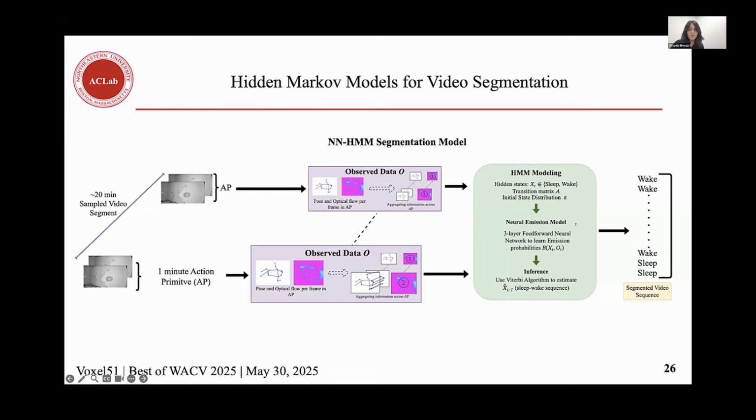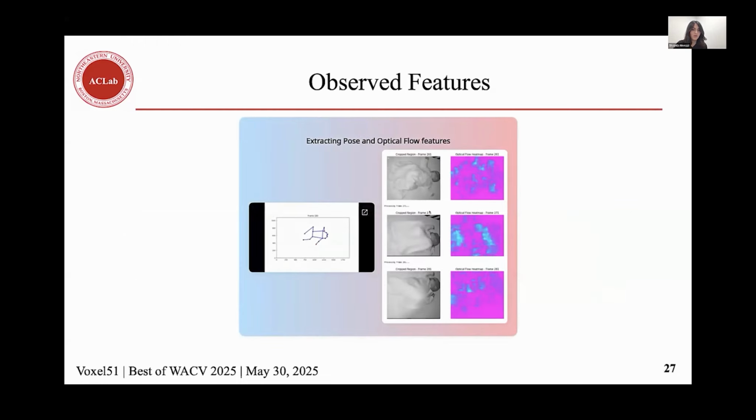So this represents this idea of shifting from just classification to being able to segment longer videos. In this case, one approach that we're looking at now is to use the pose and the optical flow as a set of observed features from which we can decide what is the most probable state we're in, and then use the Viterbi algorithm to backtrack and label our entire overnight video sequence with the most probable sequence of states we can be in.